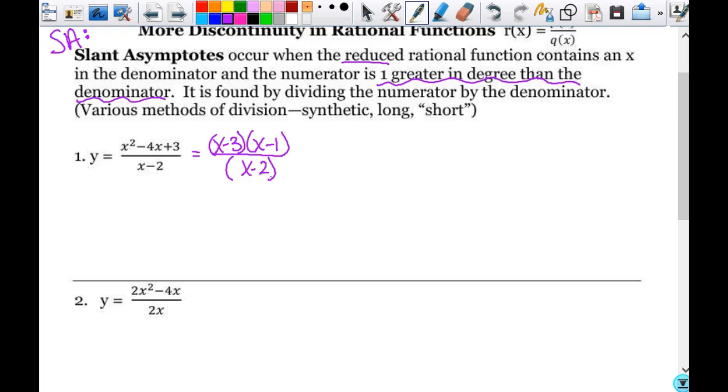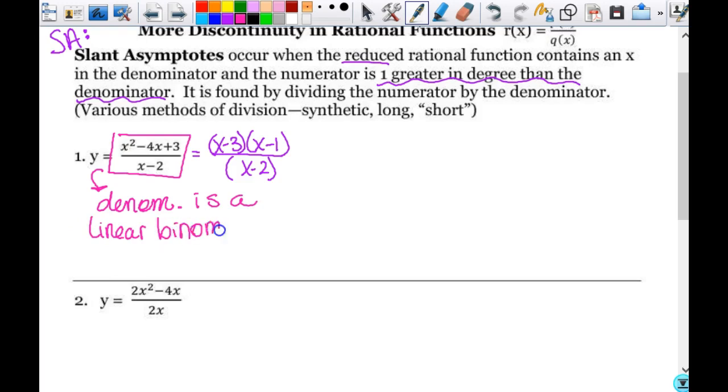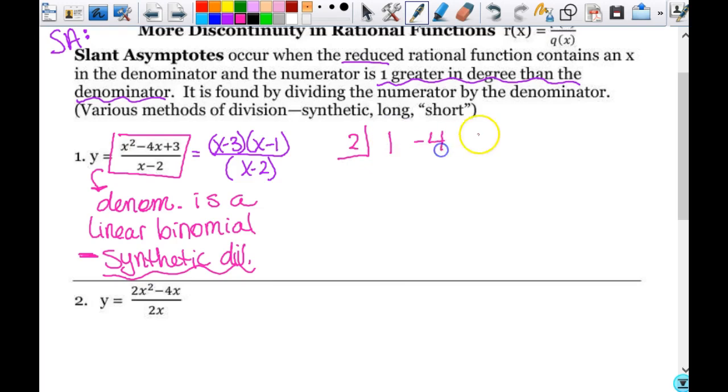What I'm going to do now is actually go back to this. The best way to attack this one, since the denominator is a linear binomial, yes, then synthetic division. Synthetic division is the way to go when the denominator is a linear binomial. So that means I'm going to use 2. Then it would be 1, -4, and 3.